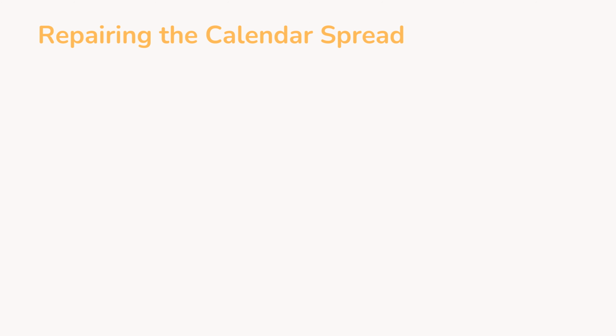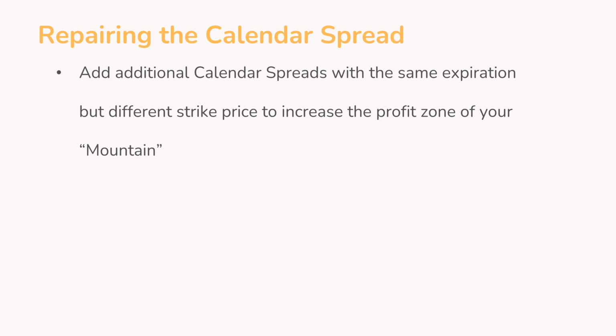Moving on to how to repair a calendar spread. Honestly speaking, for calendar spreads, there isn't much you can do to repair the trade if it goes wrong. One way to repair the trade is to add additional calendar spreads at another strike price to increase the profit zone of your mountain.